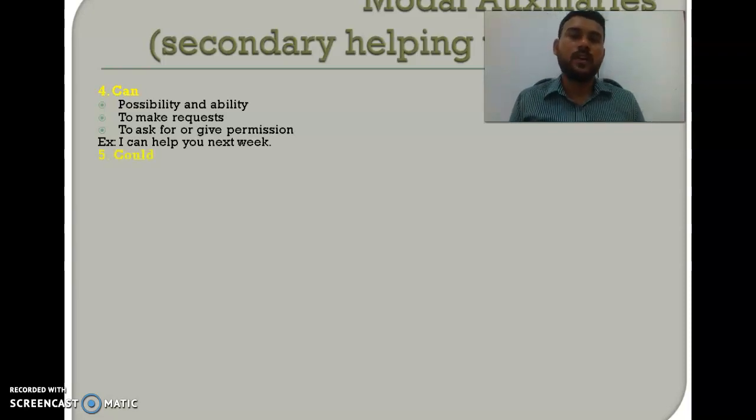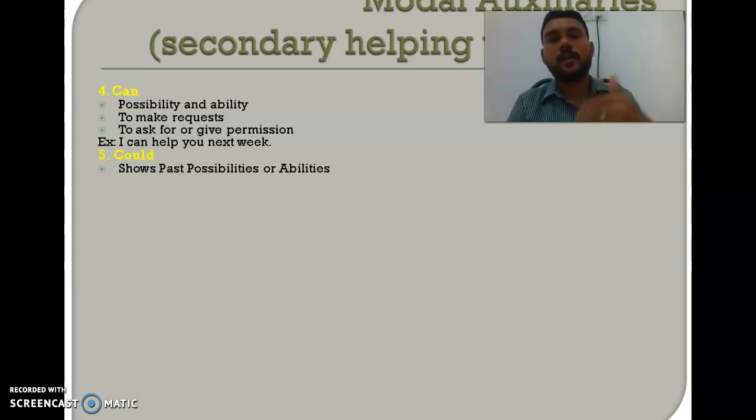The next modal auxiliary is could. So can, could go together. Can is used in the present tense. Could is used in the past tense. Basically it shows past abilities, past possibilities. And also request. Request is more formal here. Let's say in a formal way could is used. And could is also used to show ability.